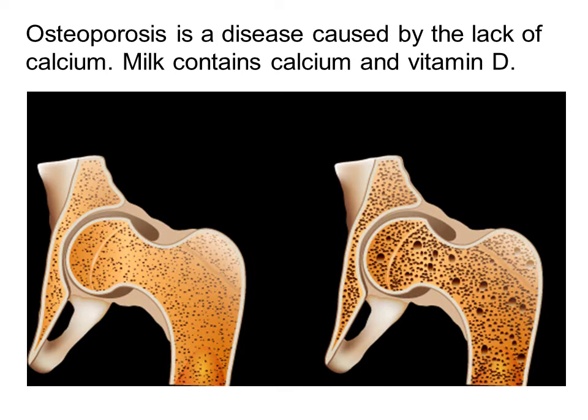Why is milk so important? Milk contains calcium. Osteoporosis is a disease that is caused by the lack of calcium. So drinking or consuming milk that has been fortified with calcium and vitamin D is very vital to you not getting this disease. Osteoporosis is when the bone becomes brittle. As you can see in this image to the right, calcium has been removed from the structural component of the osteon or the osteocyte.